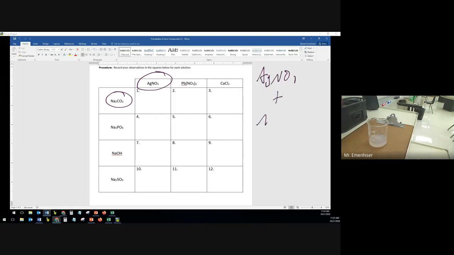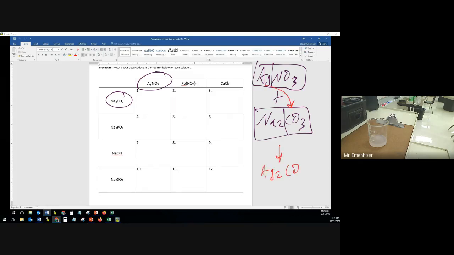AgNO3 plus Na2CO3. This is a double displacement reaction, and so they are going to change places. So silver is dancing with the nitrate here, and sodium is dancing with the carbonate. And what they're going to do is change partners. Silver will go with the carbonate to form silver carbonate. The formula is going to be such that I balance the charge. Silver is a +1. Carbonate is a -2. And so I need 2 silvers to balance that charge.